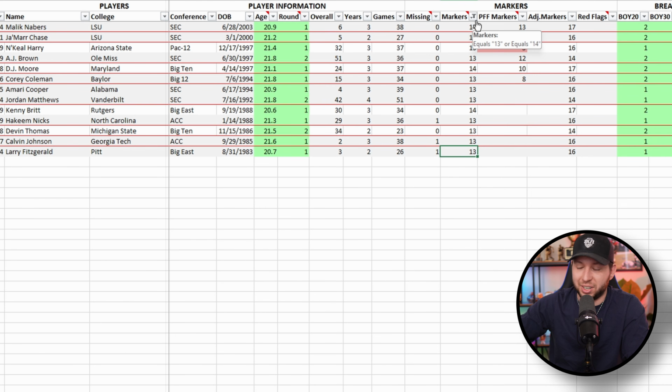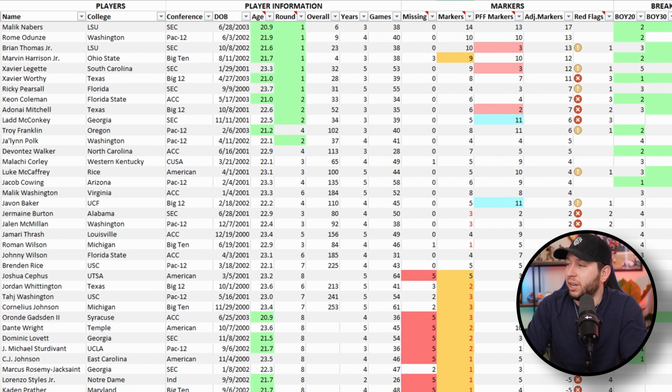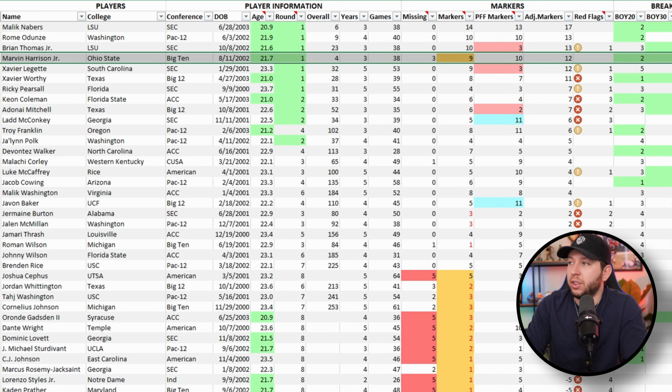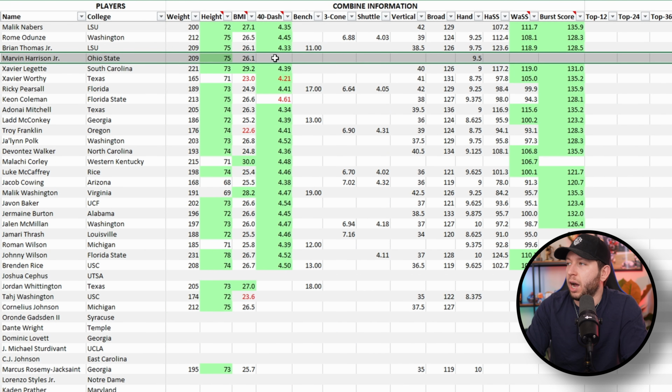If you have 13 or more markers hit, you are an elite prospect. And spoiler alert, Tech McMillan is currently on pace to have 13 markers hit. So he'll be joining that same company that I just showed there on the screen real quick. So those are the 14 markers for wide receivers. You will notice too that some of these cells in this column for my markers are highlighted in orange, as it is here for Marvin Harrison Jr. The reason why I have it highlighted orange is because that means I'm missing combine numbers.